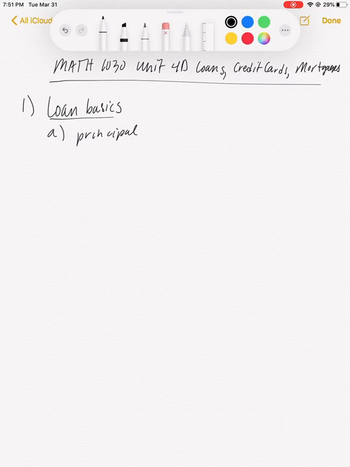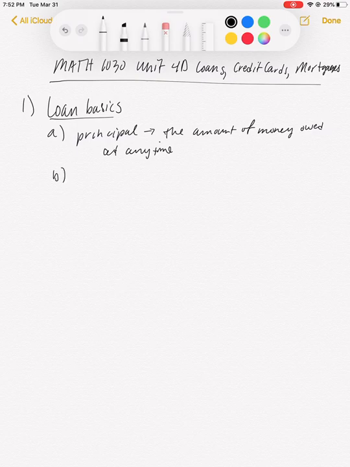Okay, what does principal mean with regard to loans? Well, it means the amount of money that is owed at any time. And usually we refer to the principal as the starting amount of money that we have in our loan. B, we're going to have, what does loan term mean?